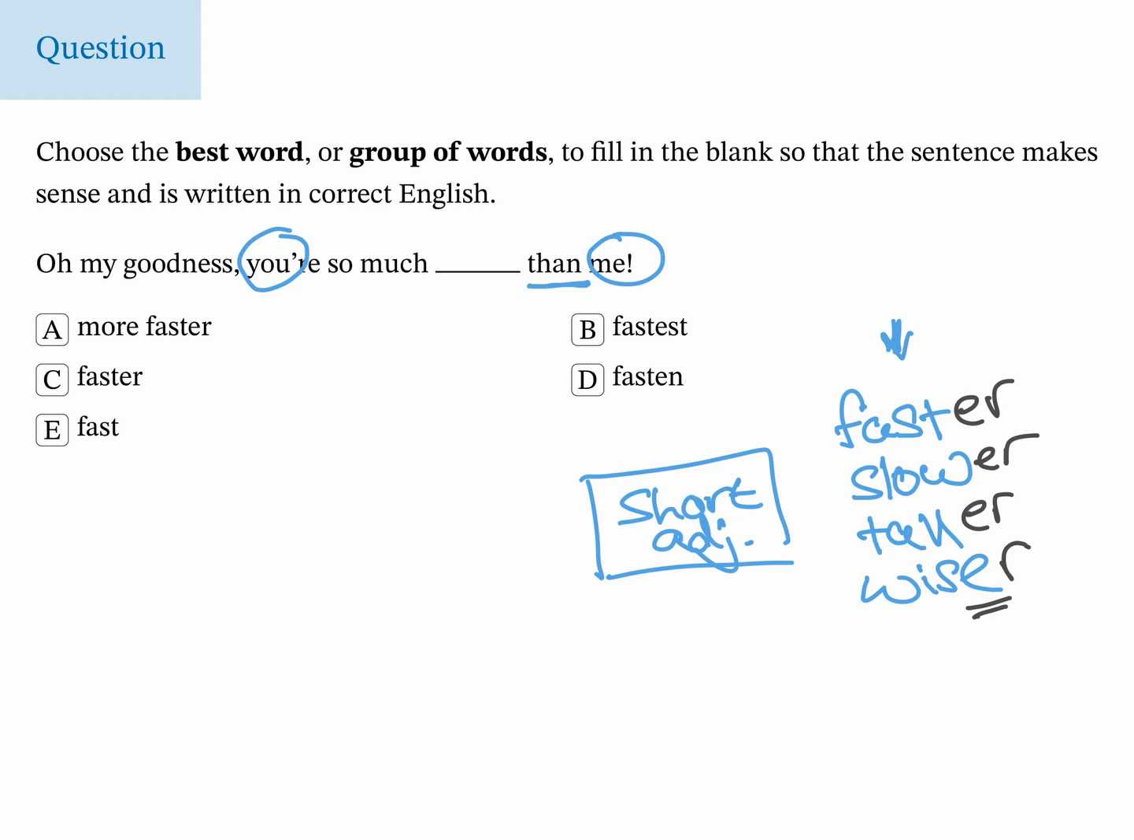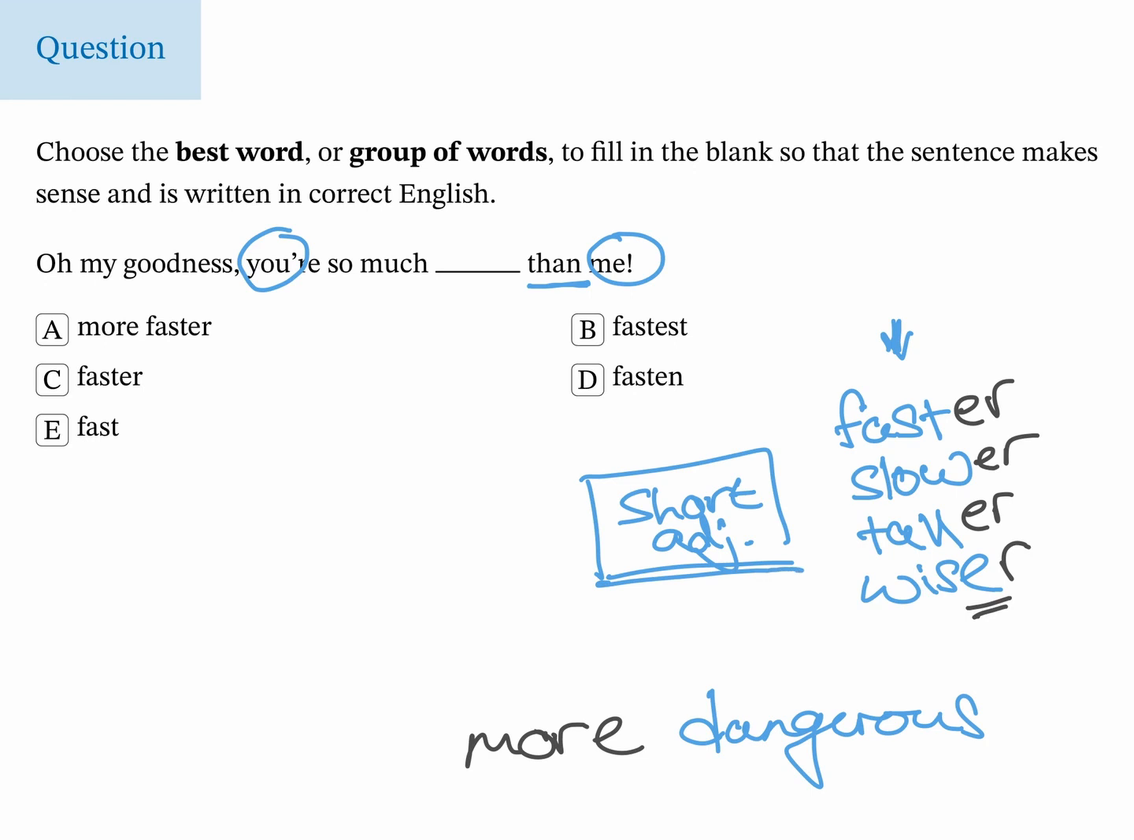Only if it's a long adjective, for example, dangerous, then we will put more at the beginning. More dangerous, more interesting, more unusual, and so on. But for short adjectives, we only change the ending.